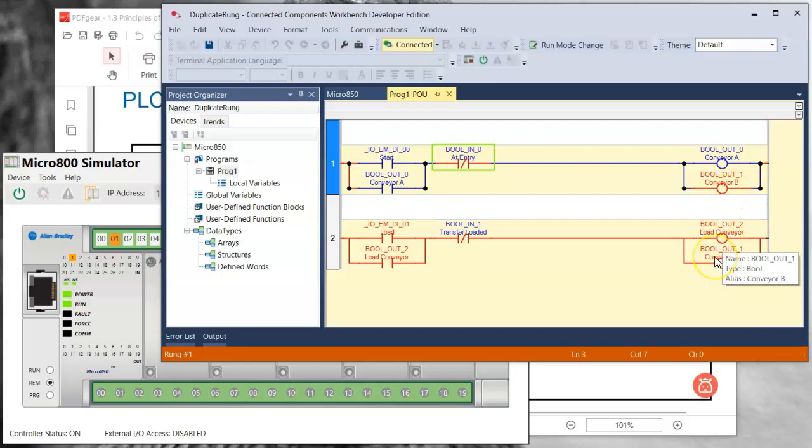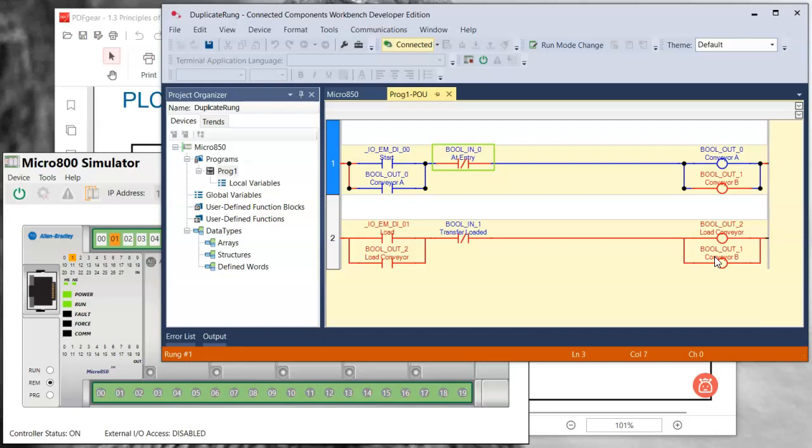So really, it got down to the fact that duplicate coils are just bad programming practice. Again, not illegal and allowed in the program, but can definitely create situations that we don't want to see happen. So, what is the solution to this problem?